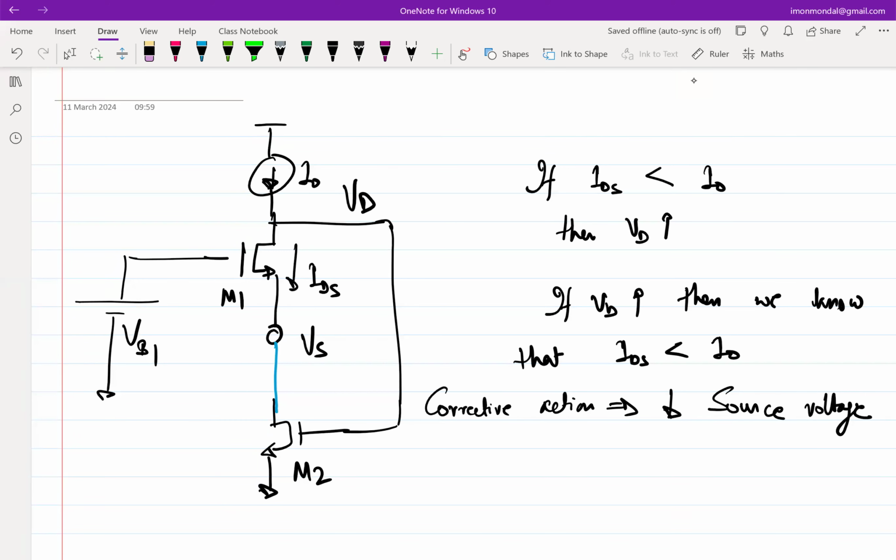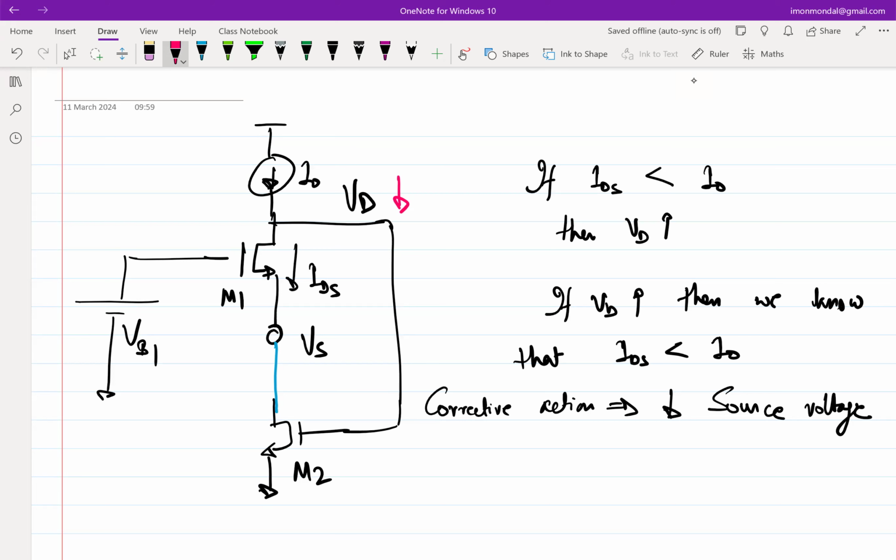Another way of saying the same thing is, if for some reason VD increases or VD decreases, let's say VD decreases, it's easier to visualize what happens if VD decreases. Whatever contraption that we have connected should be able to move the drain voltage in the other direction, right? So we just do a sanity check of whether that is happening. Then we'll do the calculation.